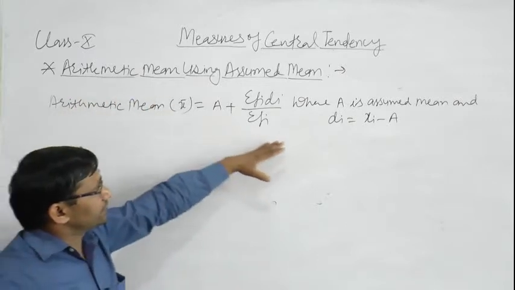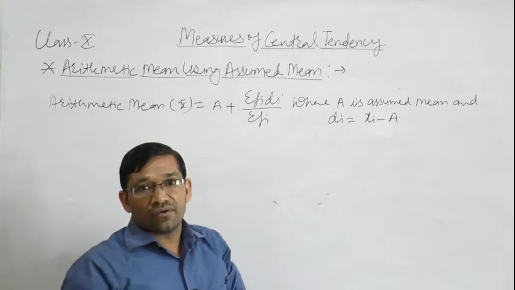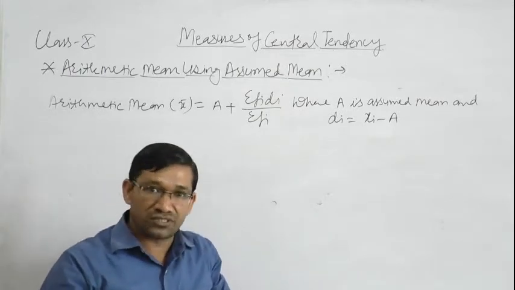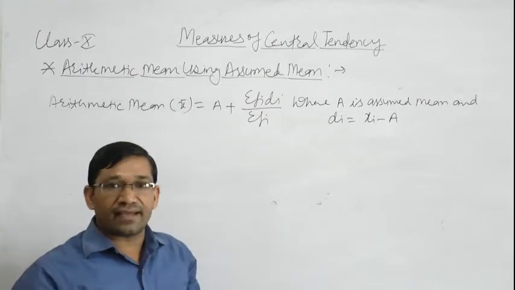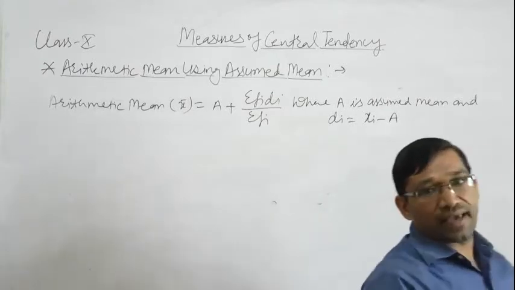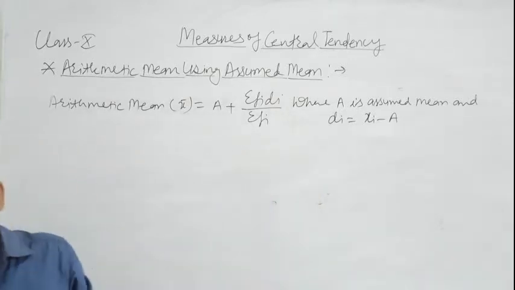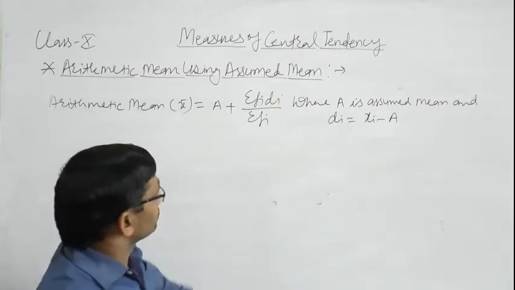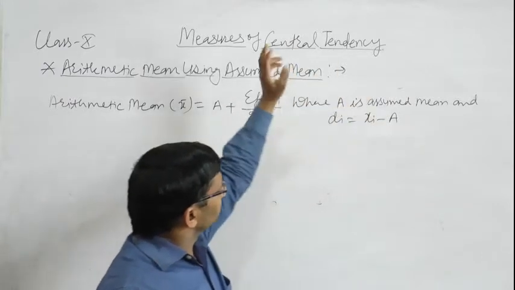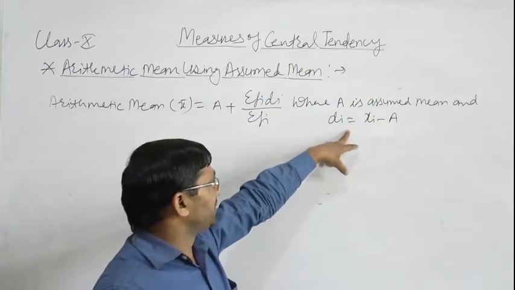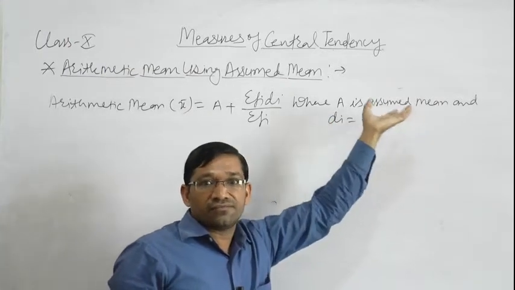So in this method first we take a value of the observations. It means we choose a value in the xi. We can choose any value of the given observations xi. That is known as the assumed mean. And then we find the value of di. Di is equal to xi minus a. It will be clear with questions after some time.